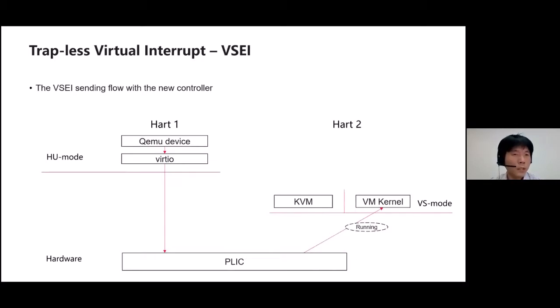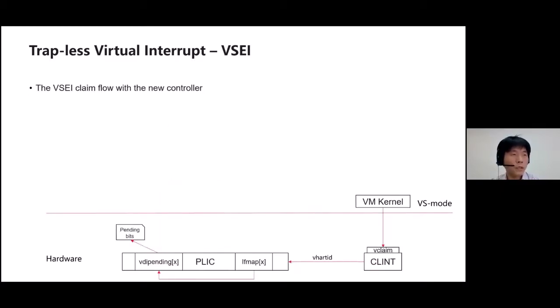So with this extension and corresponding KVM support, the VSCI can be directly delivered to the VM kernel when the vCPU is in the running state, as shown in this diagram. When the vCPU is not running, the host handles the interrupt and injects it to the vCPU in a similar fashion as VSSI. On the processing and acknowledging side, the claiming and signaling end of interrupt also happens without trapping. The VM kernel directly reads and writes a vClaim CSR, which updates the states accordingly.